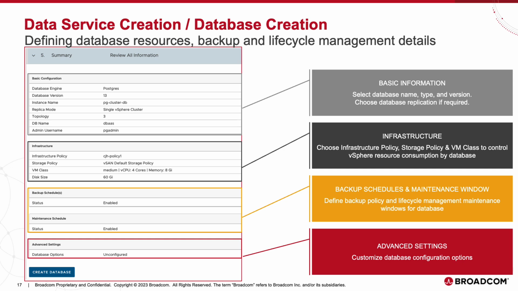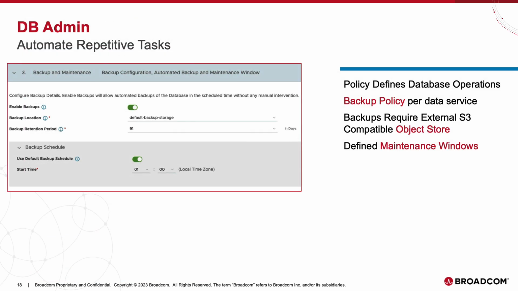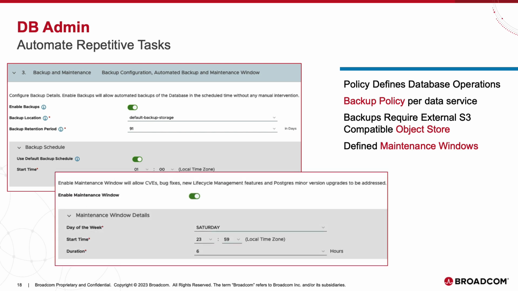Finally, any advanced database configuration options are added. As we said before, backups and maintenance are part of the specification and now automated. Admins will have defined one or more S3 compatible object stores as backup locations. User chooses a backup location, then the default backup schedule, or a custom schedule. She can also establish a maintenance window for the backups to be done. Many database patches will also be applied automatically in this window.